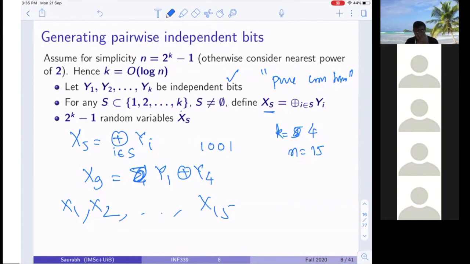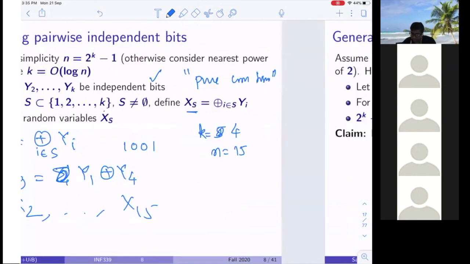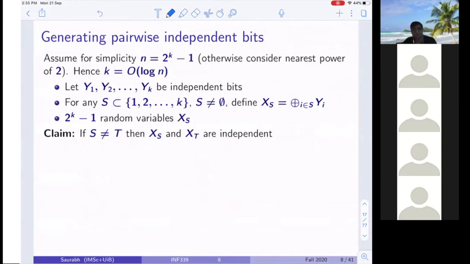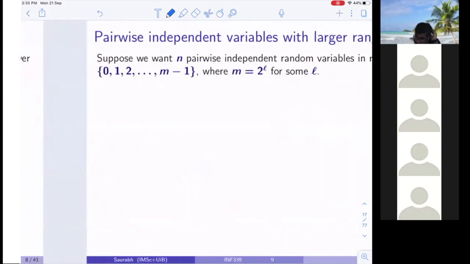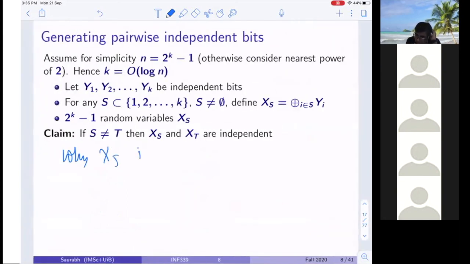Now, they may not be fully independent, but what we can show is that if S is not equal to T, then Xs and Xt are independent. But first of all, let's ask ourselves why Xs is uniform in 0 and 1.